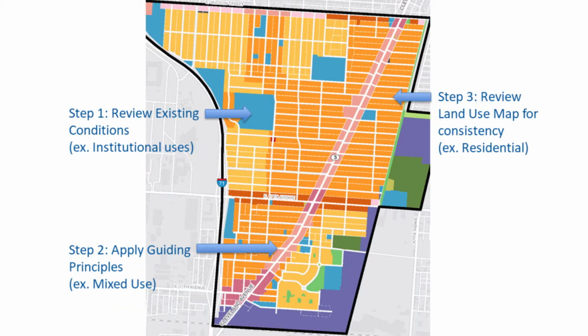Recommended land use is illustrated in the form of a map within an area's land use plan. The example on the slide is taken from the South Linden Land Use Plan that was adopted in 2018. In this example, it is easy to see the three steps applied.